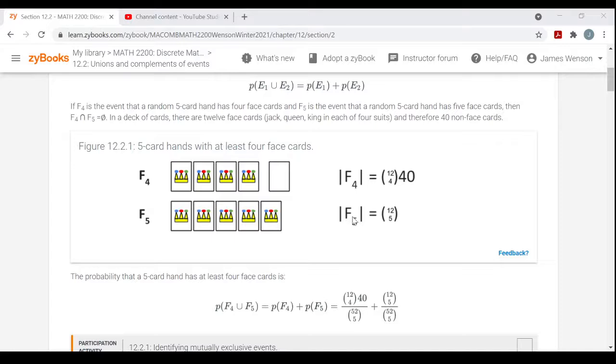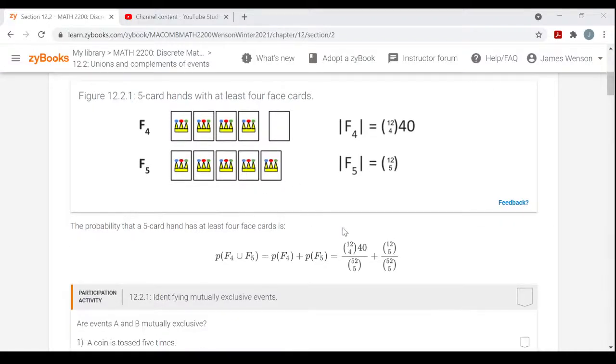So the probability of having either this or this, of having at least 4 face cards in your hand, is 12 choose 4 times 40 out of 52 choose 5. Remember, 52 choose 5 was the total number of outcomes, the size of the sample space. Right? 52 card deck, choose 5 of them. Plus the probability of F5, 12 choose 5 divided by 52 choose 5. Right? And again, I'm not saying it's as simple as that, but it really is. You just have to remember how to count. All your counting principles from chapters 10 and 11.